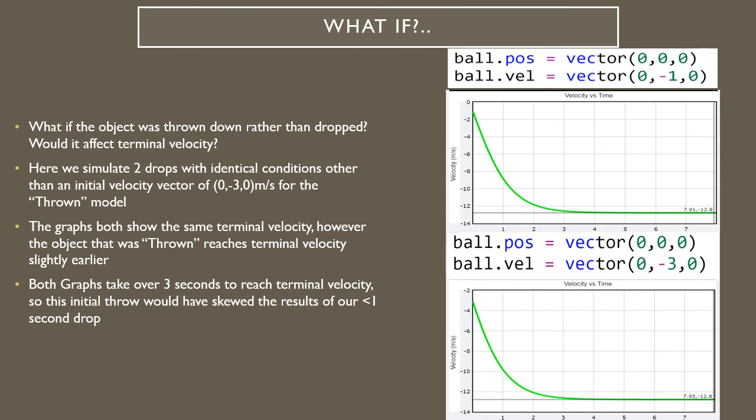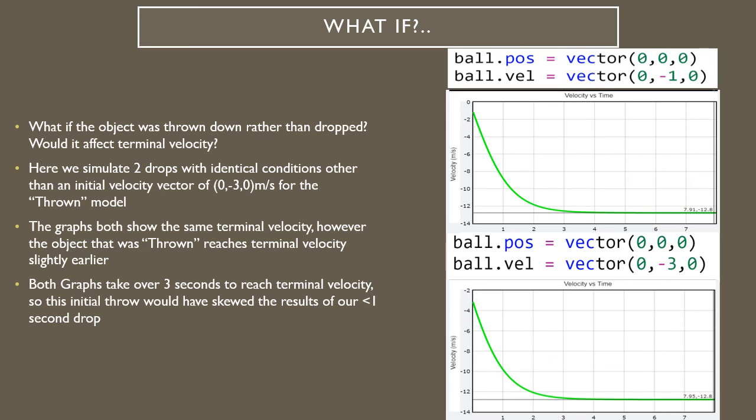So, what if we were to throw the object at the ground rather than just drop it? Would this initial added velocity affect the object's terminal velocity? Here we have modeled two simulated motions. The top motion with an initial velocity of -1 meters per second, and the lower motion with an initial velocity of -3 meters per second.